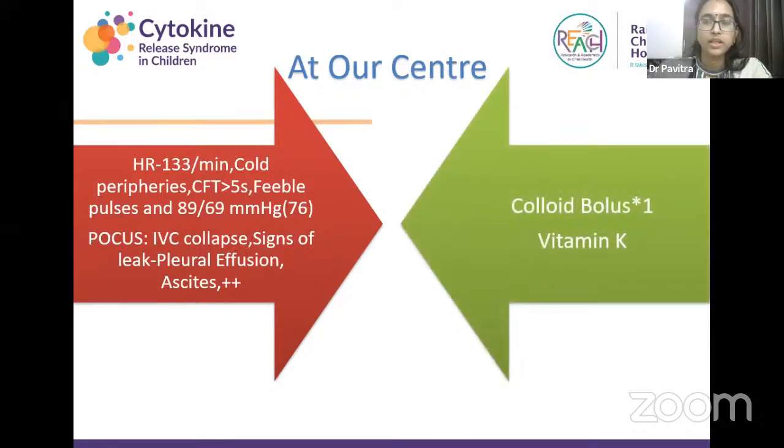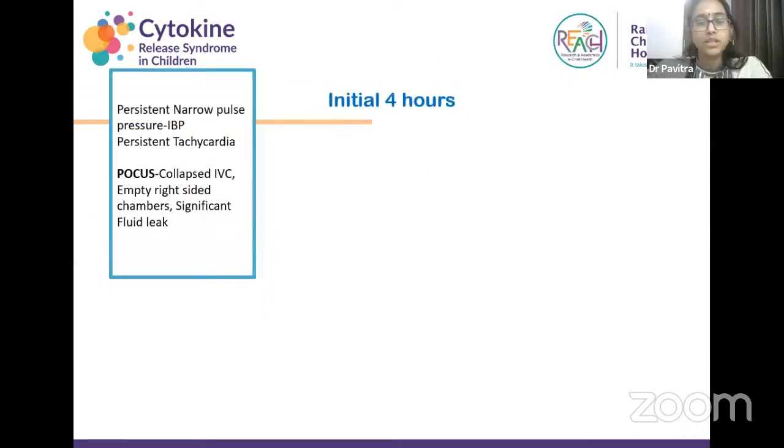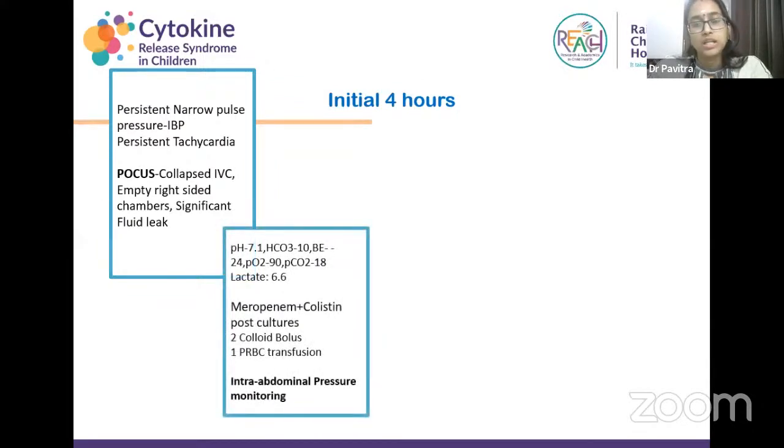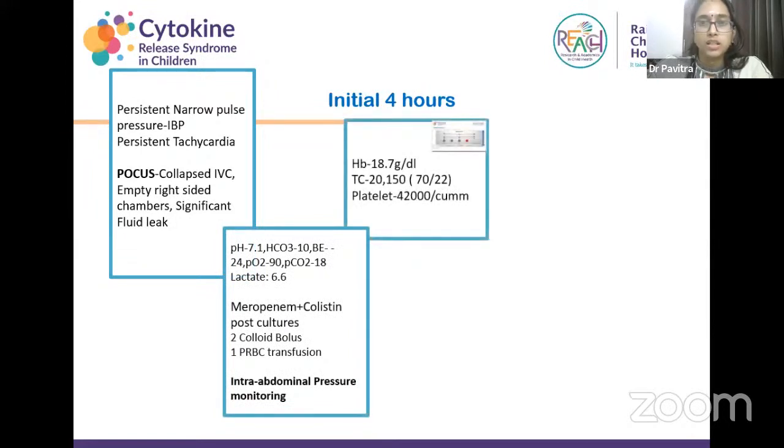POCUS showed collapsed IVC with signs of significant leak. We initiated him on a 10 ml per kilo bolus and vitamin K, and he was shifted to ICU. Despite this bolus, he continued to be in shock, and signs of ongoing leak were present on our ultrasound assessment. He had significant metabolic acidosis, raised hemoglobin of 18.7, leukocytosis with thrombocytopenia. His lactate was 6.6. What we have noticed is that patients who present with shock in dengue usually tend to have coexisting sepsis. So post cultures, we initiated him on meropenem and colistin within an hour of admission.